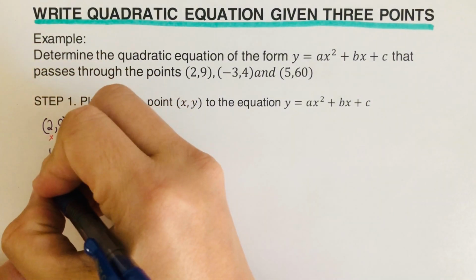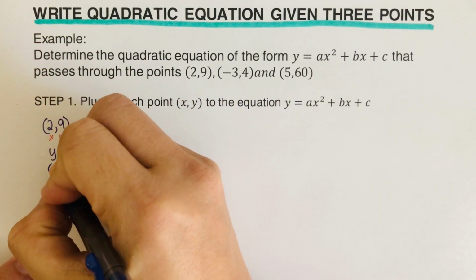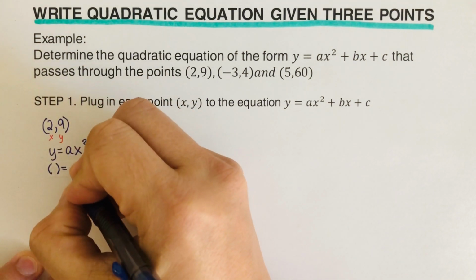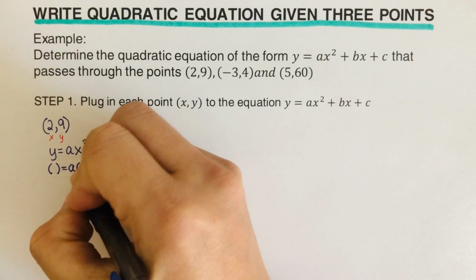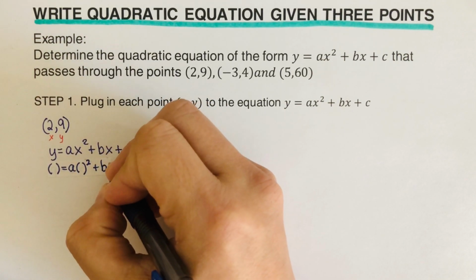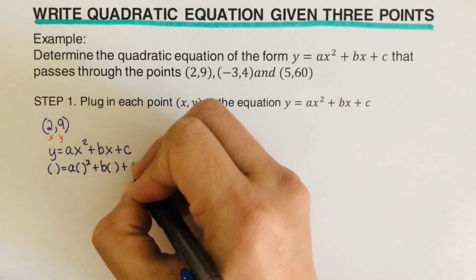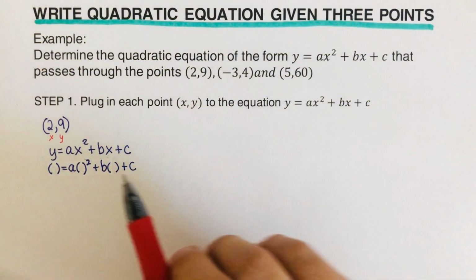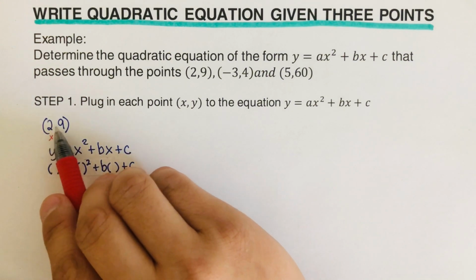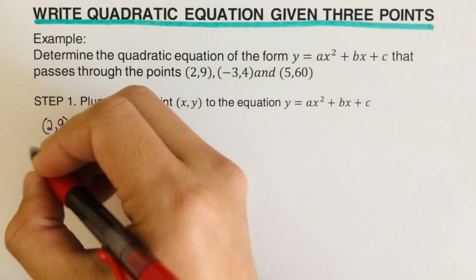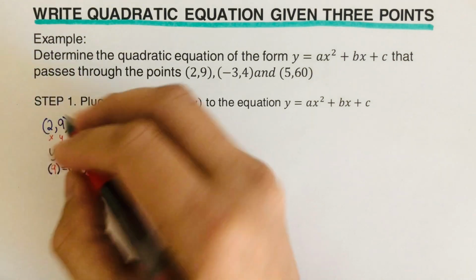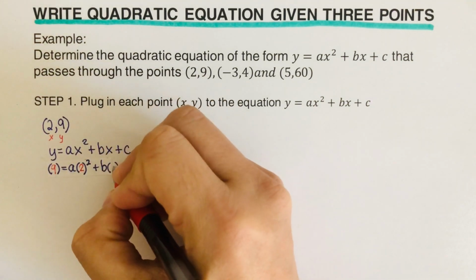So in this problem, we can go ahead and change the y into a parenthesis equals, again, it's the x and the y that we change into parentheses. So that's going to be a, and then we change the x into a parenthesis, squared, plus b, and then we change the x into a parenthesis, plus c. So that's the tip. We change the x and y into parentheses before we plug these values in. In this case, our y is 9, so I'm going to put in the 9 there. The x that we have is 2, so each of these will get 2 and 2 right here.